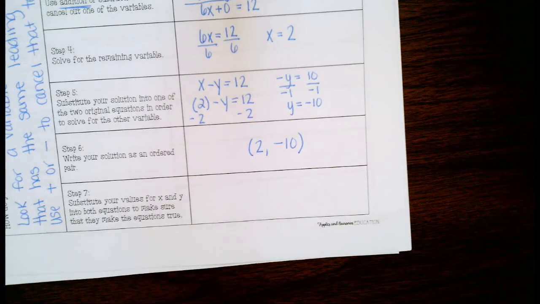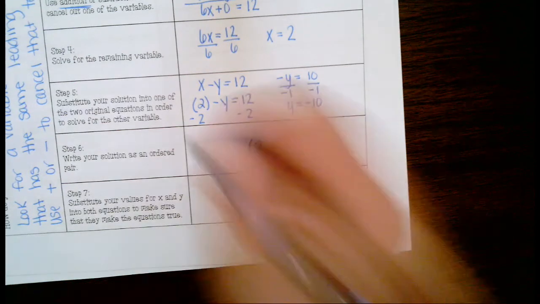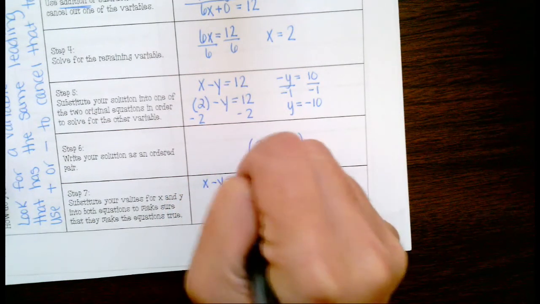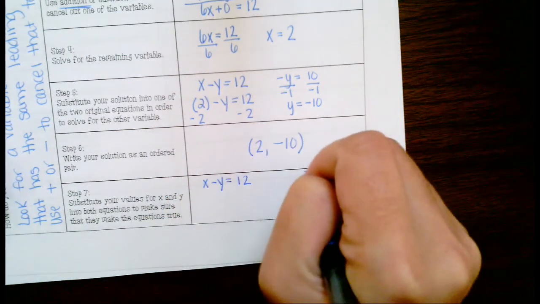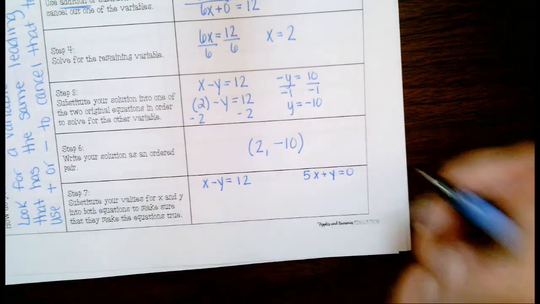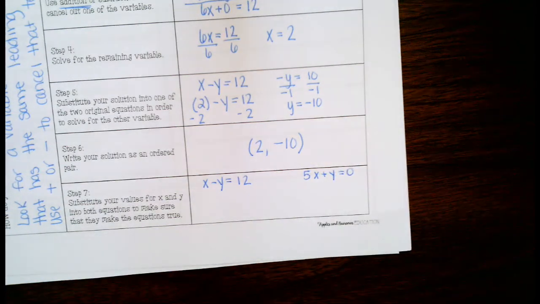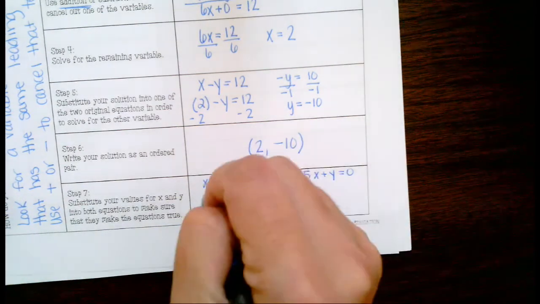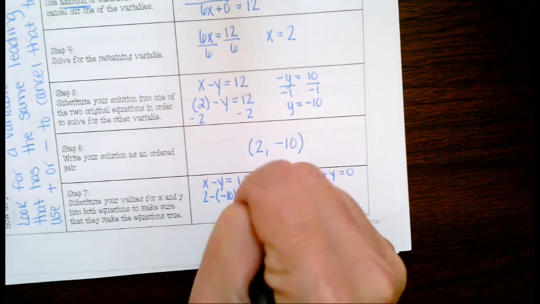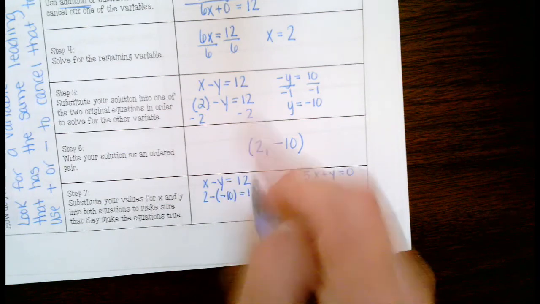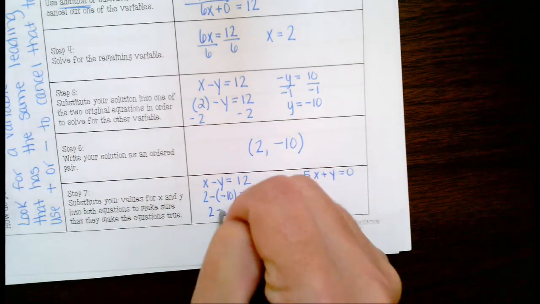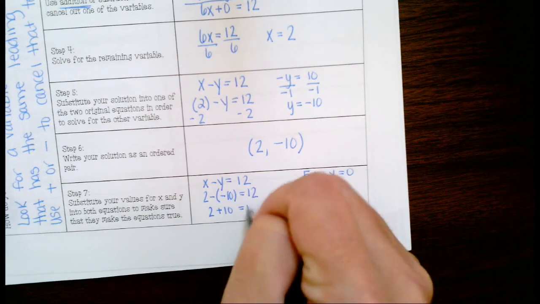We're going to go ahead and check ourselves. Again, we check both equations. We have x minus y equals 12. And we have 5x plus y equals 0. Let's substitute and check it. X is 2 minus negative 10 equals 12. Minus and negative is plus. So 2 plus 10 equals 12.